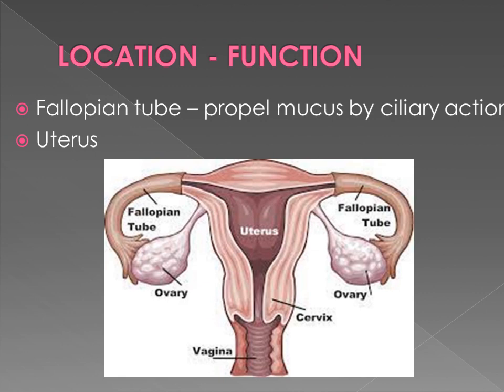Then the second location: it is present in the fallopian tube as well as the uterus. The same figure again, female reproductive system. The major organ of the female reproductive system is the ovary, and the tube arising from the ovary is known as the fallopian tube, which collects the ovum. Fertilization takes place in the fallopian tube, then it will open into the uterus. So this fallopian tube as well as the uterus wall is made up of this ciliated epithelial tissue. Understand?